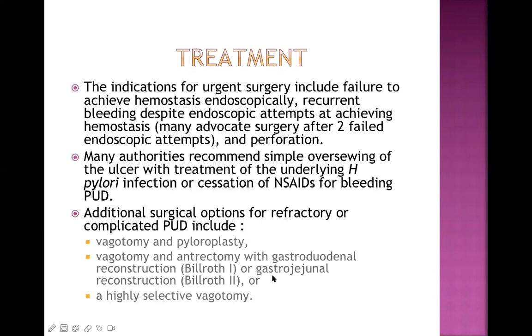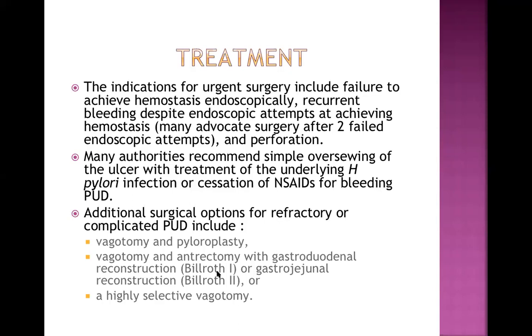Vagotomy and antrectomy with gastroduodenal reconstruction, which is known as Billroth 1, or gastrojejunal reconstruction, which is known as Billroth 2. Now you have done vagotomy and you have done antrectomy. Now after that you have to do some reconstruction surgery just to give continuity to the GI tract. This is the essential part, and these are called Billroth 1 or Billroth 2. And even after partial gastrectomy, we need to go for this reconstruction. Same Billroth 1, Billroth 2, and one more is called Roux-en-Y. I'm going to explain about this one after the other.